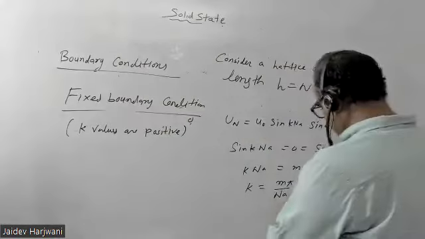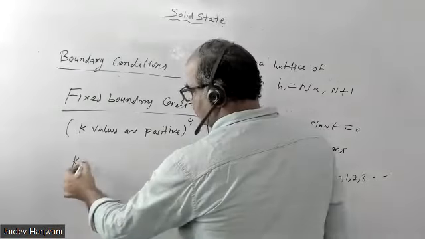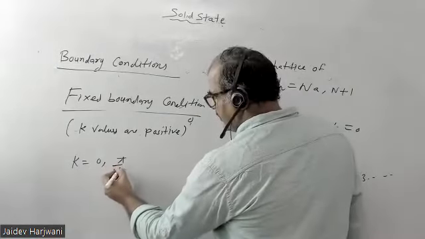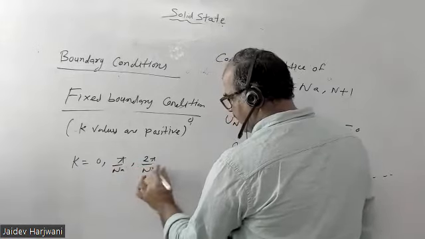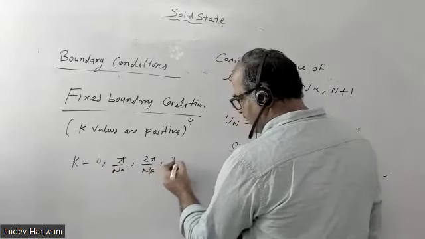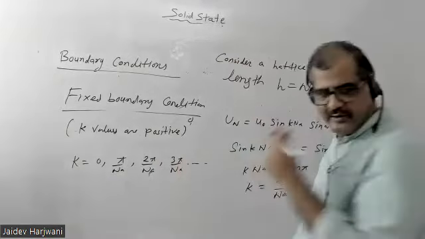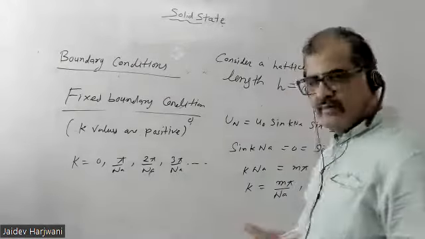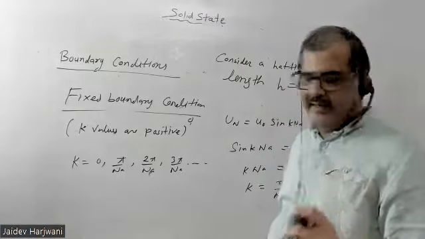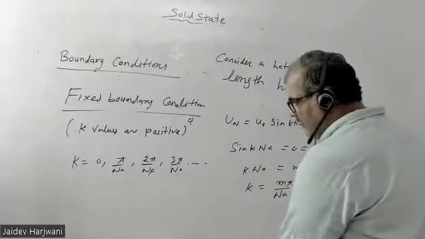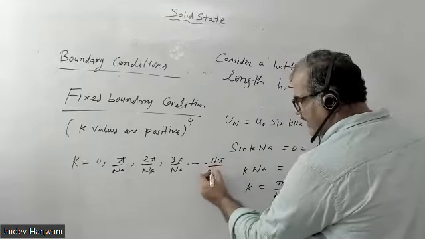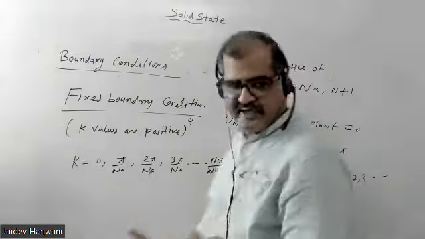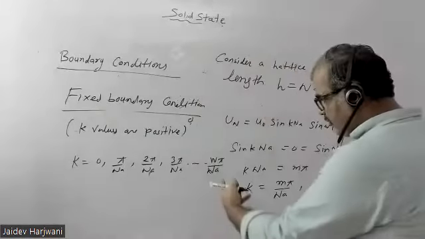Now if I put in the values, I get k as 0, then pi by na, then 2 pi by na, then 3 pi by na. Up to how much do I need to go? I am calculating these modes in the Brillouin zone, and where does the Brillouin zone boundary end? At pi by a. So I will go up to n pi by na. The n cancels, so k will be pi by a. That means in the standing wave solution we are only taking positive values of k, going up to pi by a.